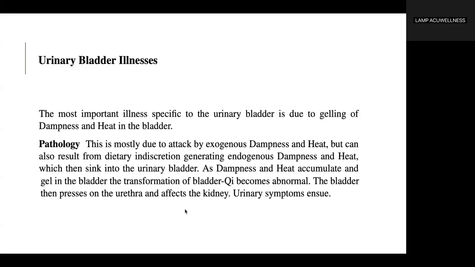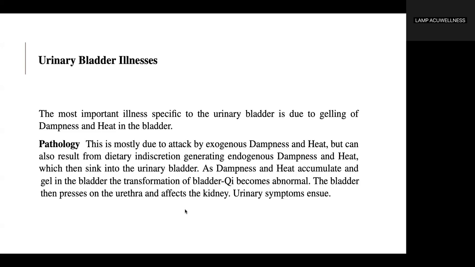The most important illness specific to the urinary bladder is due to gelling of dampness and heat in the bladder. This is mostly due to attack by exogenous dampness and heat, but can also result from dietary indiscretion, generating endogenous dampness and heat, which then sink into the urinary bladder. As dampness and heat accumulate and gel in the bladder, the transformation of bladder chi becomes abnormal. The bladder then presses on the urethra and affects the kidney.